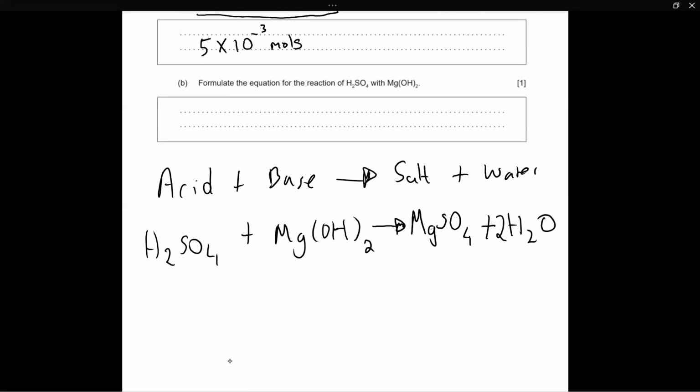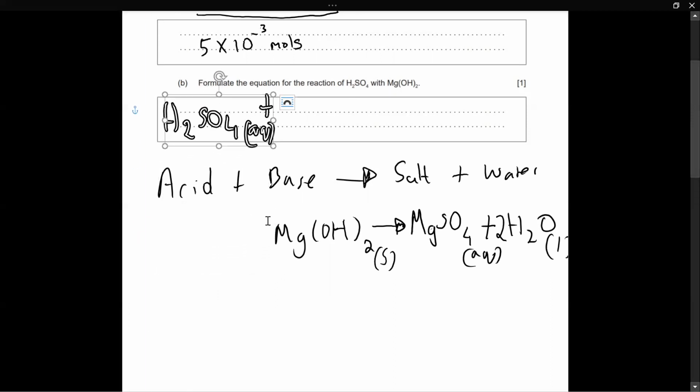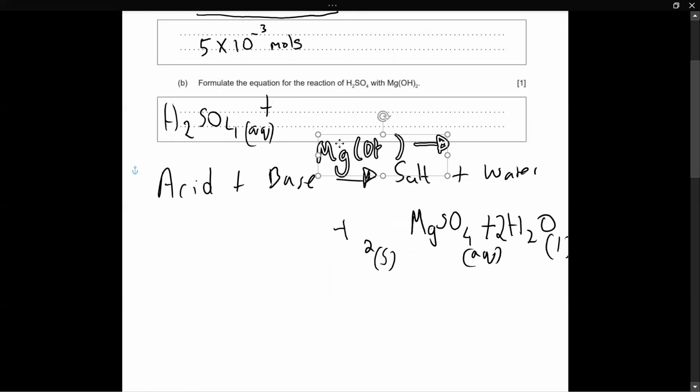And last but not least, we have to also write the state symbols at the bottom. So we know that the sulfuric acid is a solution, so we put aqueous. The antacid tablet is obviously a solid. And at the end, we dissolve the antacid tablet into the sulfuric acid, so our salt becomes a part of the solution, so it is aqueous, and obviously water is just going to be a liquid. So that is our equation. Hopefully I have made it clear enough for you. Hopefully you understand the concept now.